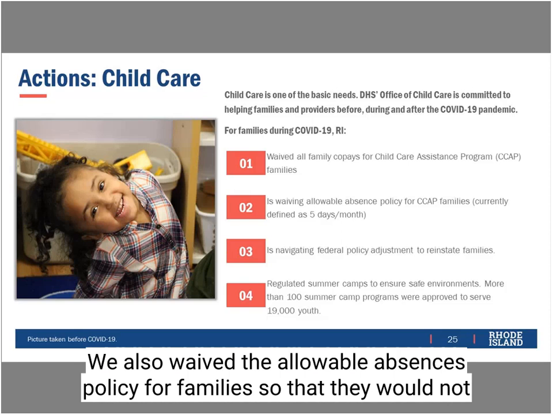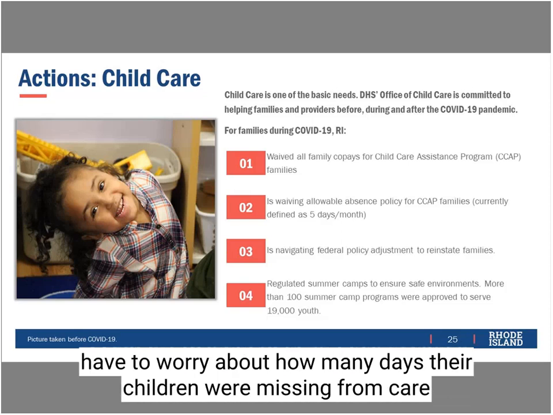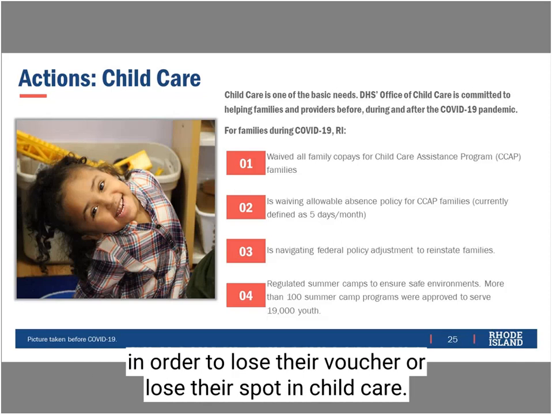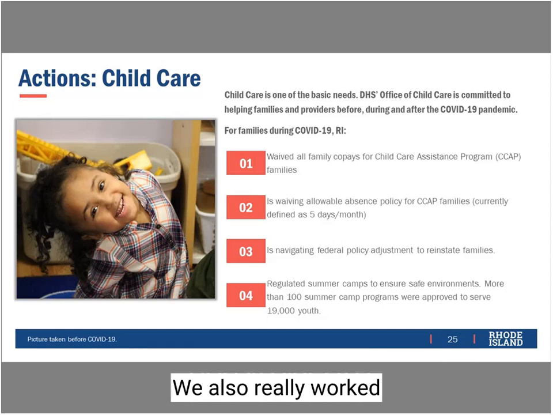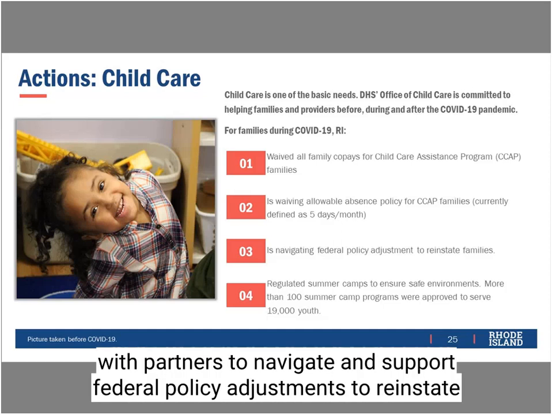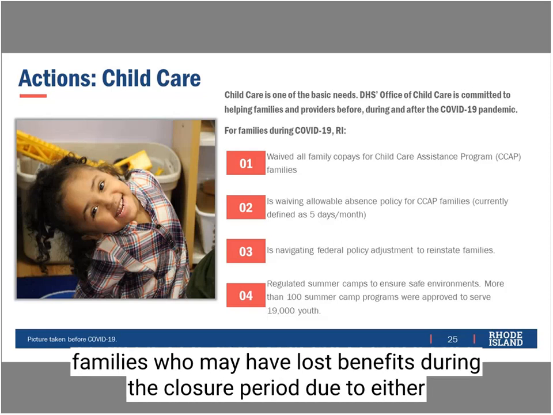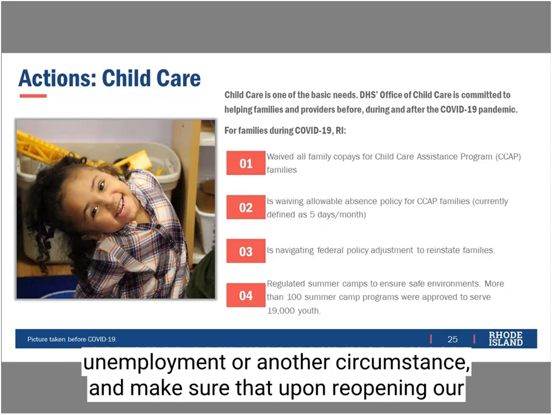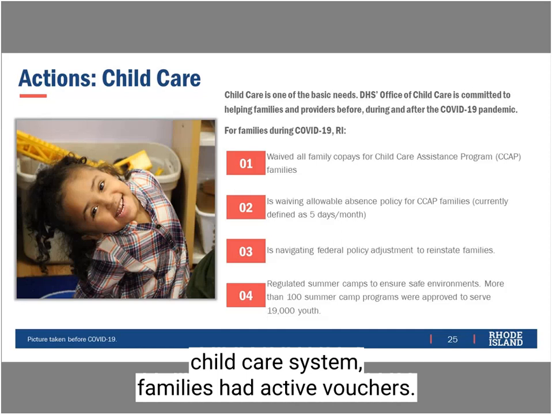We also waived the allowable absence policy for families so that they would not have to worry about how many days their children were missing from care in order to lose their voucher or lose their spot in childcare. We also really worked with partners to navigate and support federal policy adjustments to reinstate families who may have lost benefits during the closure period due to either unemployment or another circumstance, and make sure that upon reopening our childcare system, families had active vouchers.